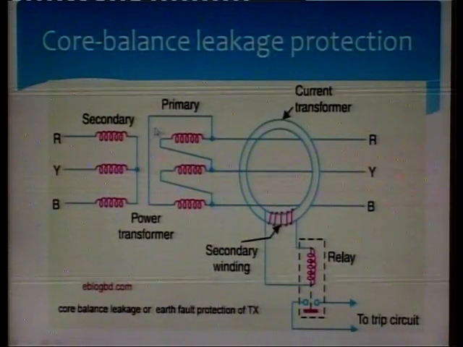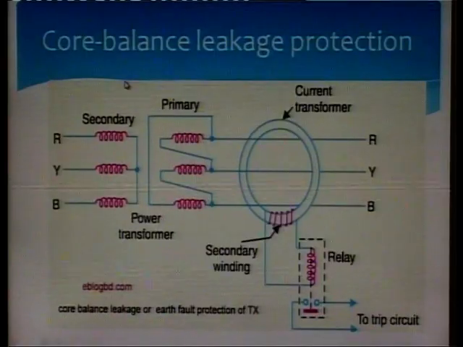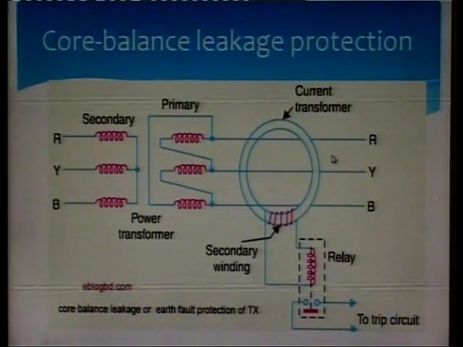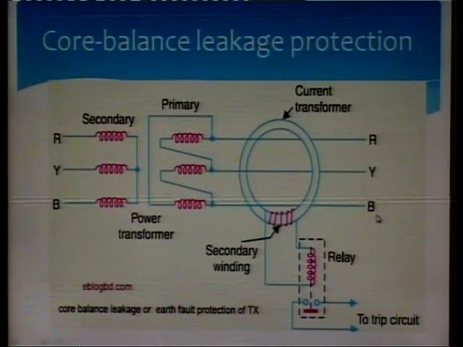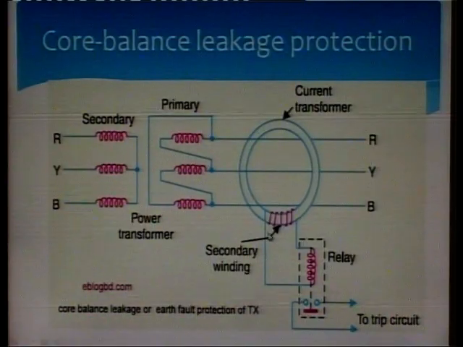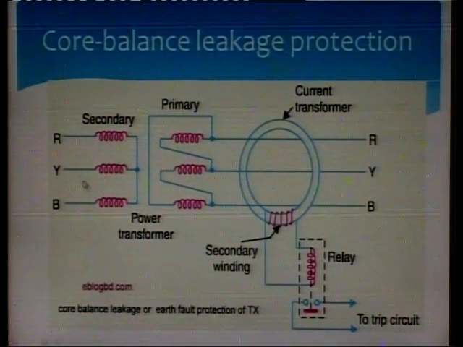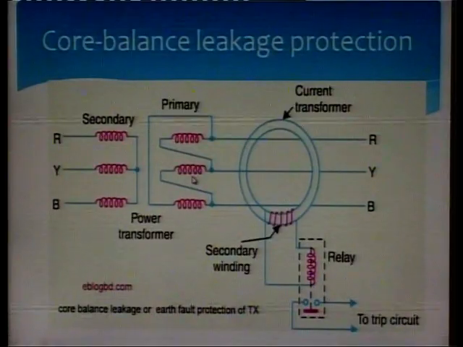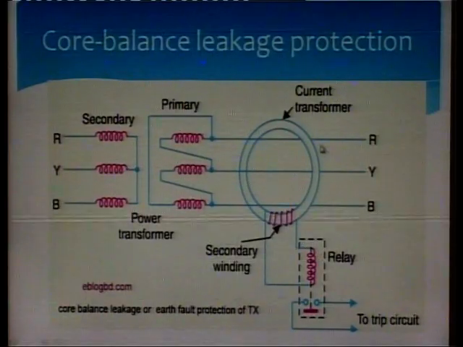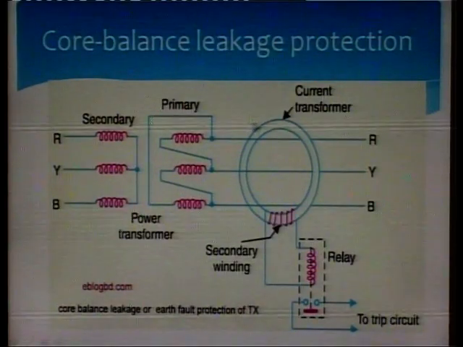So this is a zoomed view of the core balance leakage protection. So, three phases are there, RYB. This is a current transformer, this is a power transformer, and the primary is connected in delta, secondary is connected in star. So, this is a delta star transformer, and with this primary we have connected a CT which will measure the value of the current.